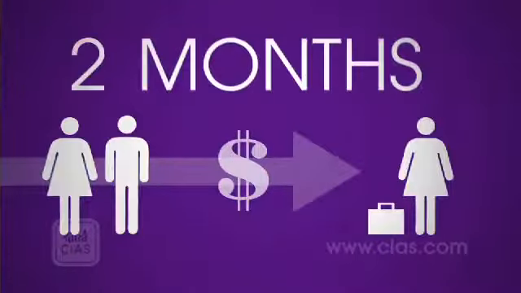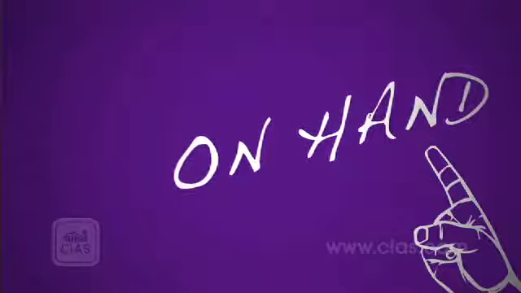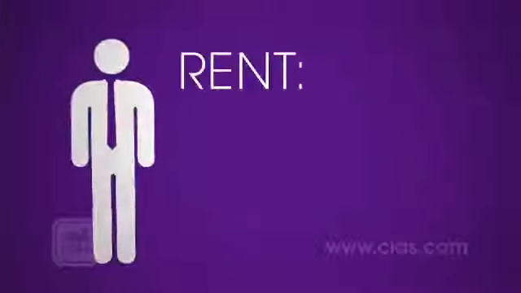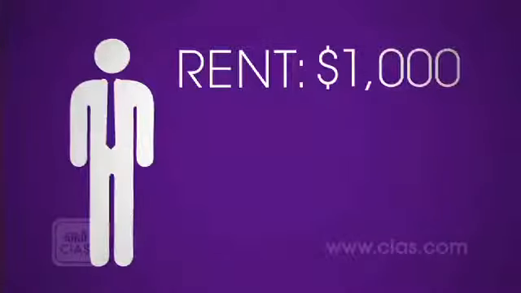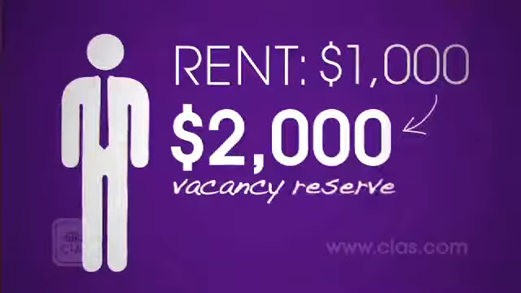A typical vacancy reserve is 2 months of the monthly rent that you should have on hand should the property become vacant and you end up paying expenses yourself. So if you charge $1,000 in rent per month, you should have $2,000 set aside in a vacancy reserve.